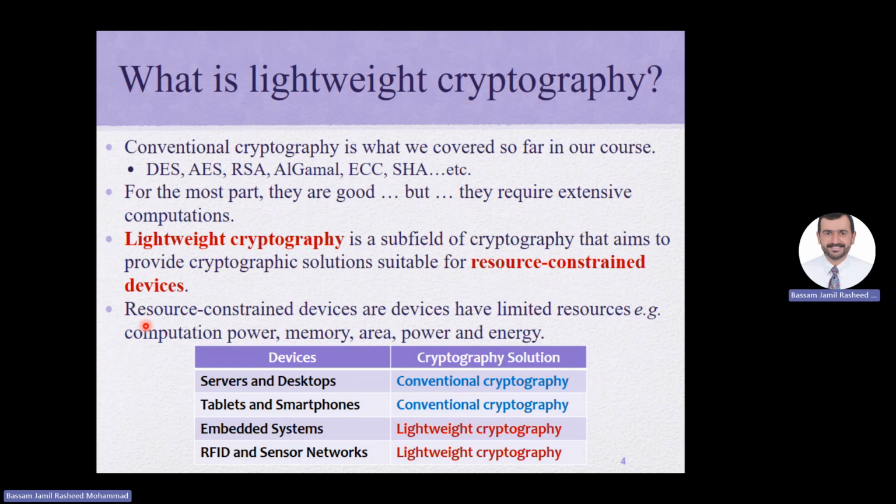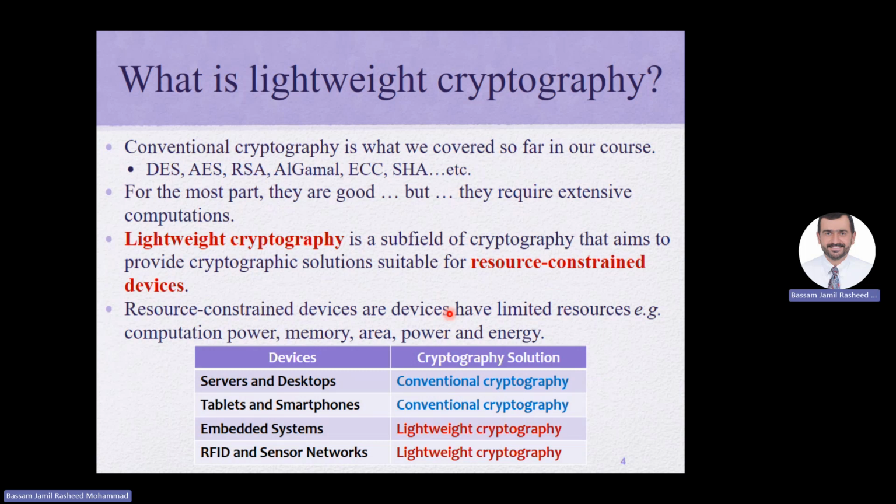Now, we threw in a word here, resource-constrained devices, so let's define what a resource-constrained device is. A resource-constrained device has limited resources: limited computation power, limited memory size, limited area, limited power, limited energy. Rough examples of that are what you see in embedded systems, the sensors, and RFID devices. These are considered to be resource-constrained devices, and they require lightweight cryptography.